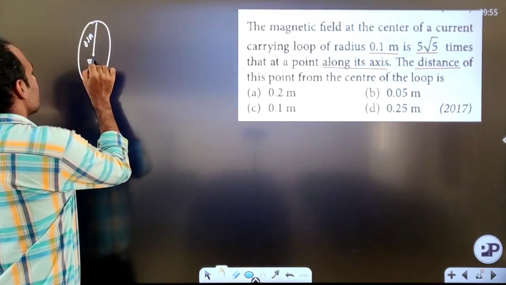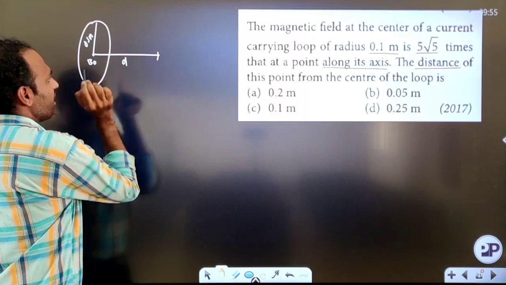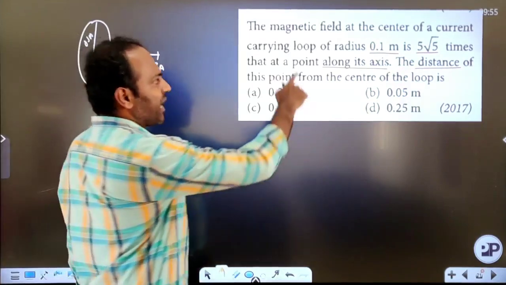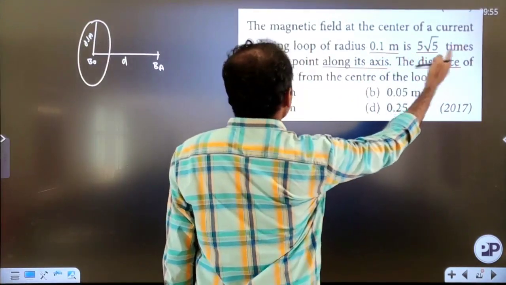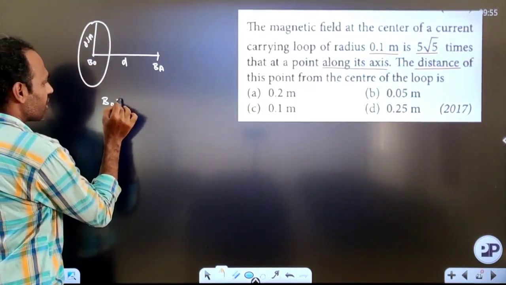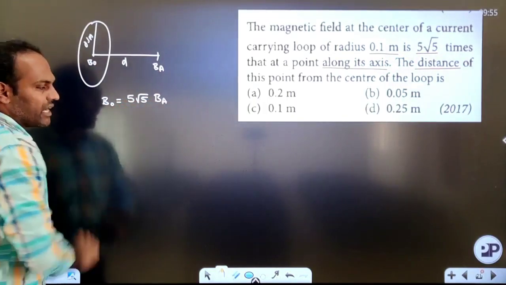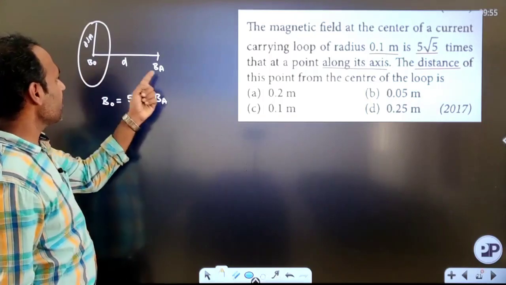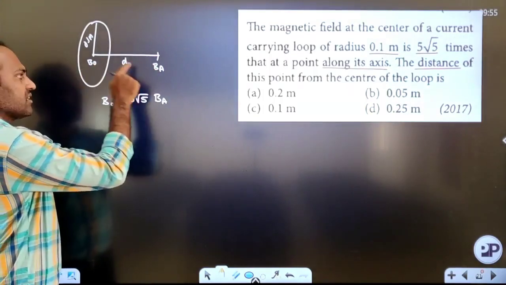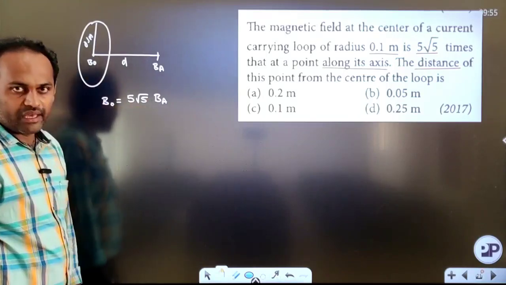And let the magnetic field at the center be B0. At a distance D, that is, some distance away from the center, let the axial magnetic field be BA. What they are telling: the magnetic field at the center is 5 root 5 times the magnetic field along the axis. Obviously we know very well the magnetic field at the center is more. As we move away from the center it will be less. So B0 is equal to 5 root 5 BA, we have to write.